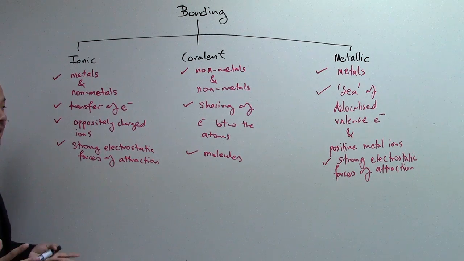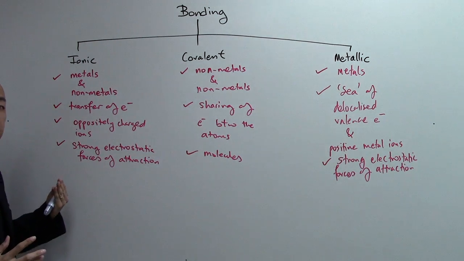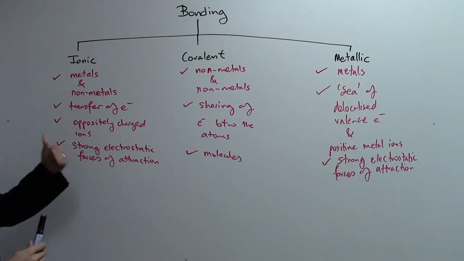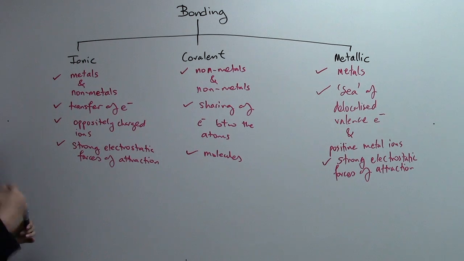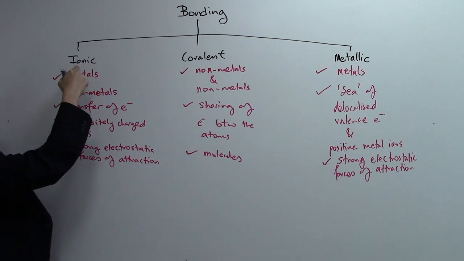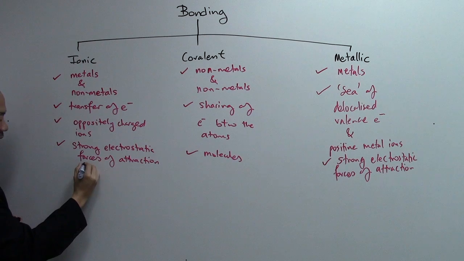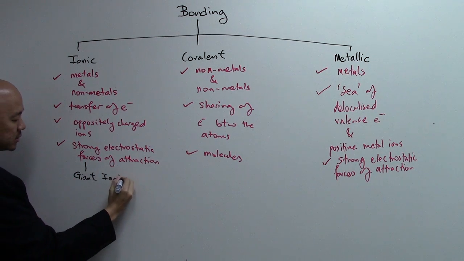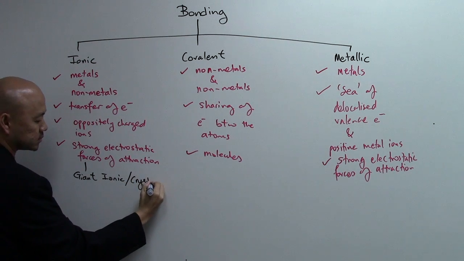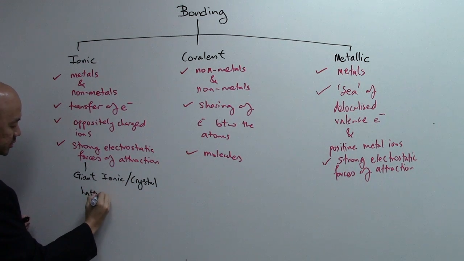Do note that in an exam, we also ask you about structural properties. Now, they are slightly different, but it's a build-up of the bonding. In terms of structural properties, an ionic compound will have a giant ionic, sometimes we call it crystal, lattice structure.